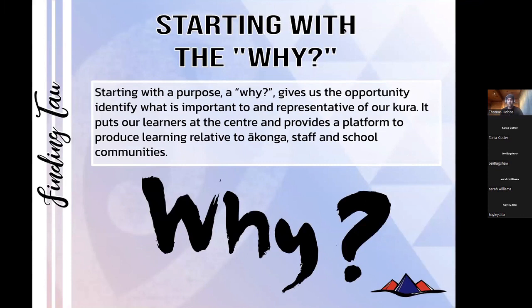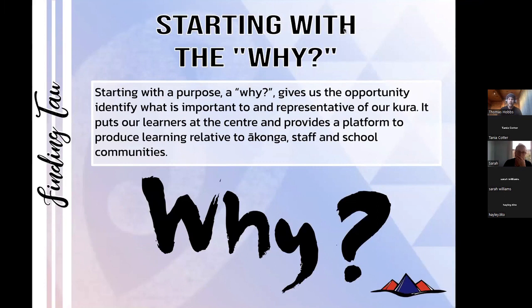So starting with the why, what we're going to do now is, in a moment, go into breakout rooms. We'll have about 5 minutes within these breakout rooms to discuss each part. Like I said, we're going to be starting with the why, starting with our purpose. A why gives us the opportunity to identify what is both important to and representative of our kura and our kura community. It puts our learners at the centre and provides a platform to produce learning relative to them.